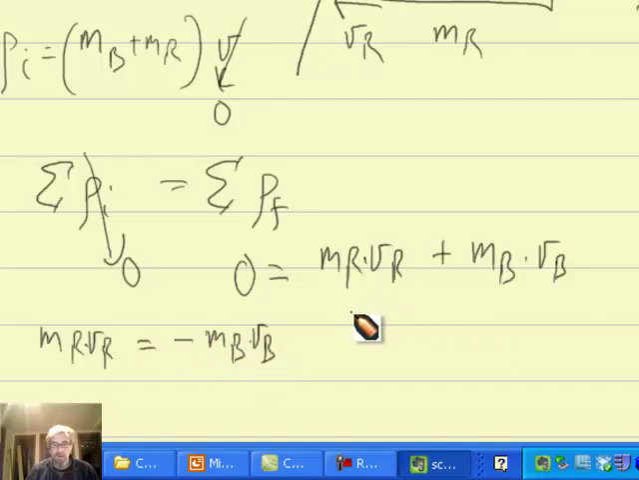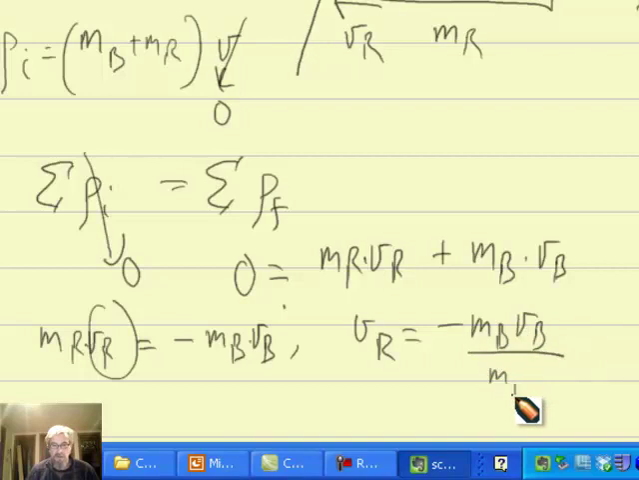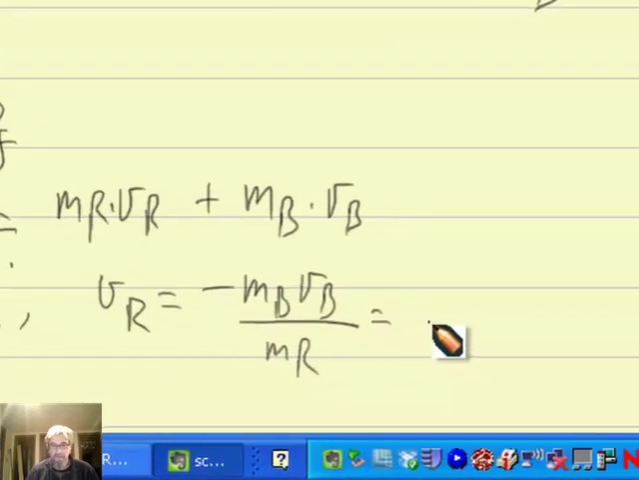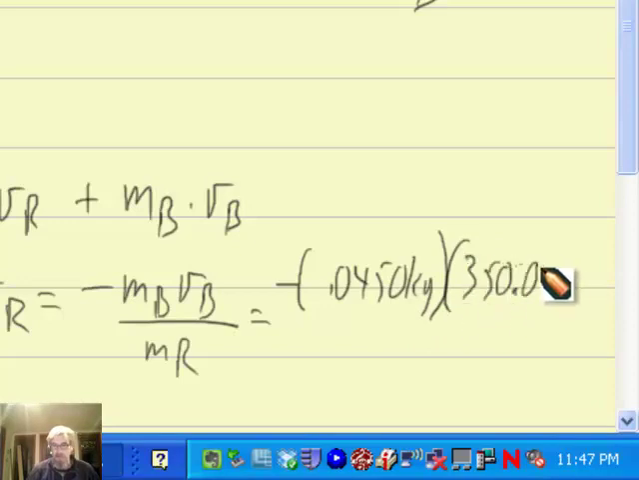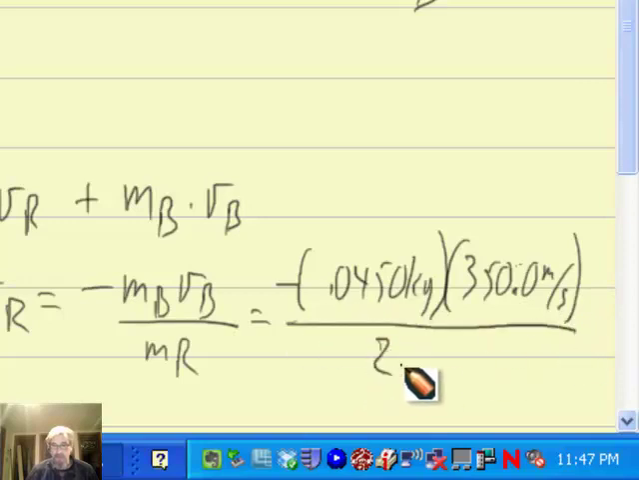What we're trying to find here is the recoil velocity of the rifle, which is Vr. So we'll solve this equation for that. Vr is just going to be negative mass of bullet times velocity of bullet divided by the mass of the rifle. Well, now we'll plug our numbers in here. First of all, this is negative, and this is 0.0450 kilograms. That's the mass of the bullet, 45 grams in kilograms. And the velocity of the bullet, it tells us, is 350.0 meters per second. That's going to be divided by the mass of the rifle, which is 2.89 kilograms.